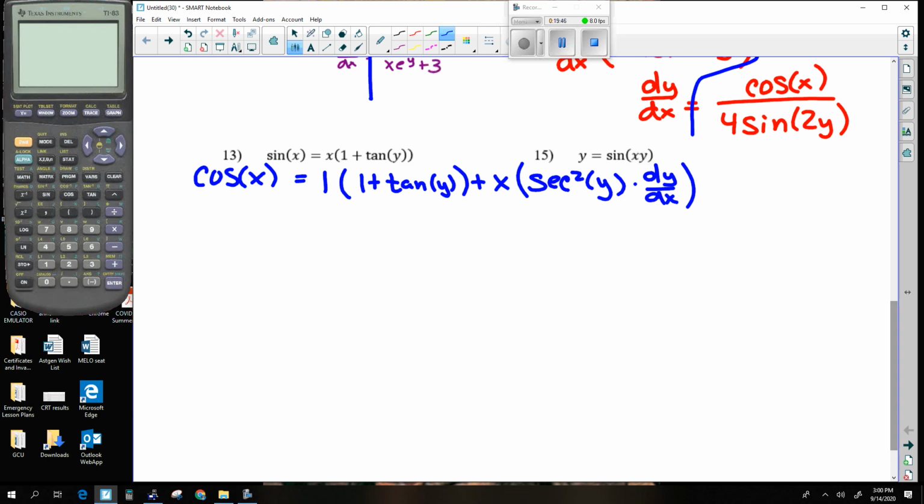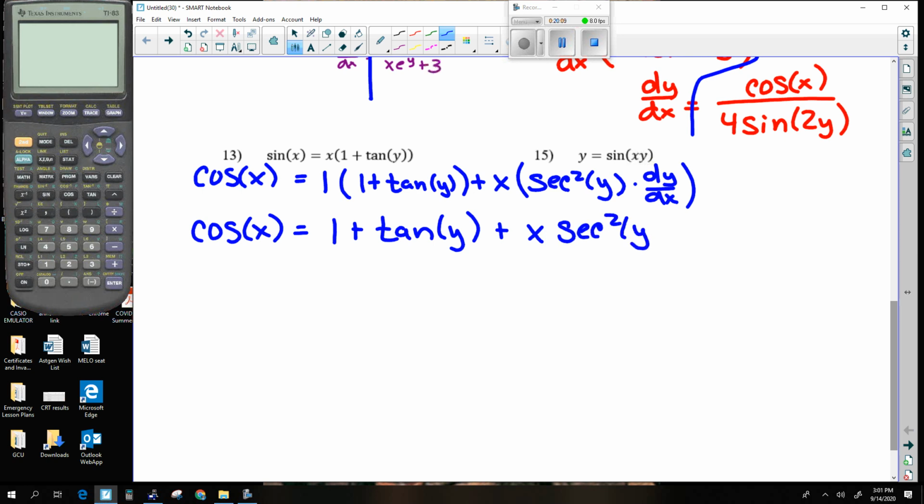I'm just going to see what I have here real quick. Here I have a cosine x and a 1 plus tangent y. I'm just trying to get rid of as many parentheses as I possibly can. Plus, this is an x secant squared y dy dx. Just trying to get rid of parentheses.